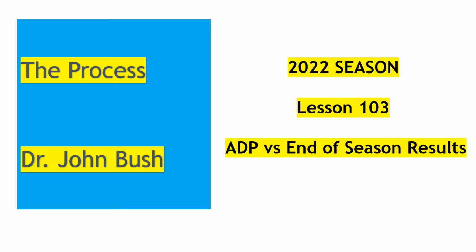This is lesson 103. We're deep in the depths of analysis of ADP versus end of the season results from basically 2015 to 2021. The big question is the predictability of ADP. We're also looking for sub-questions about what are the patterns that have been seen.